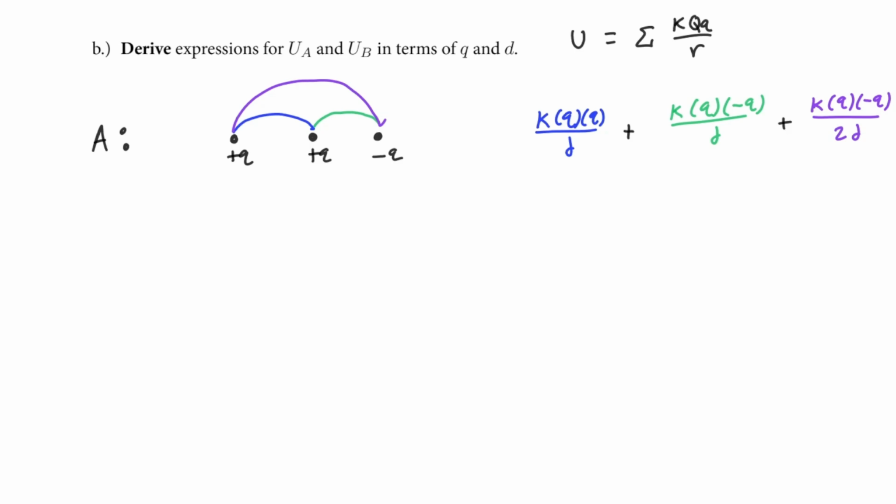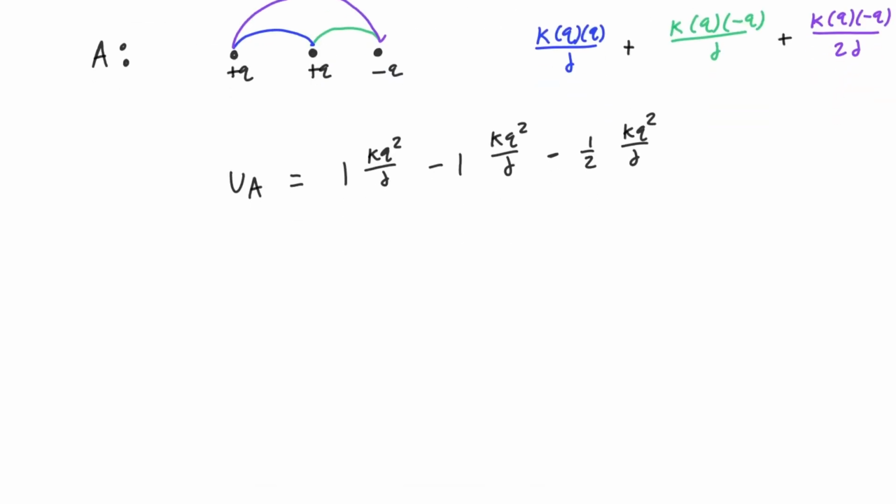So in this case, UA would just be equal to, the coefficient is going to be 1, KQ squared over D for the blue contribution, negative 1 KQ squared over D for the green contribution, and negative 1/2 kq squared over d for the purple. So we get 1 minus 1/2, which tells us that UA is just going to be negative 1/2 kq squared over d.